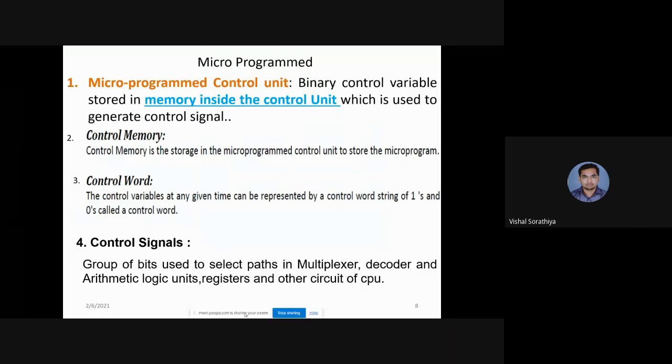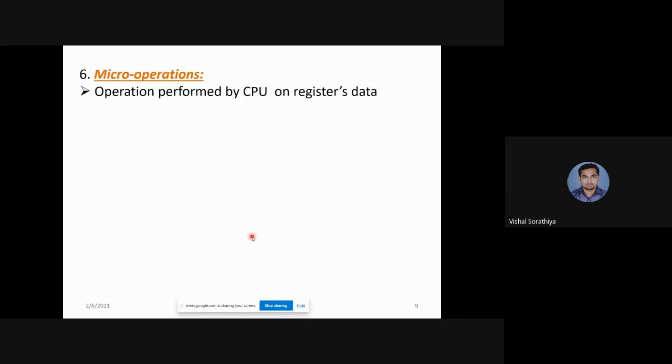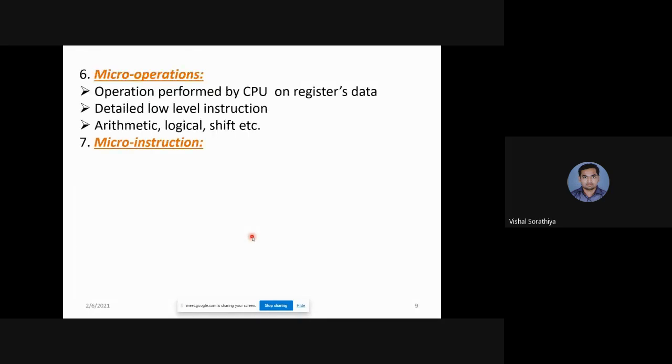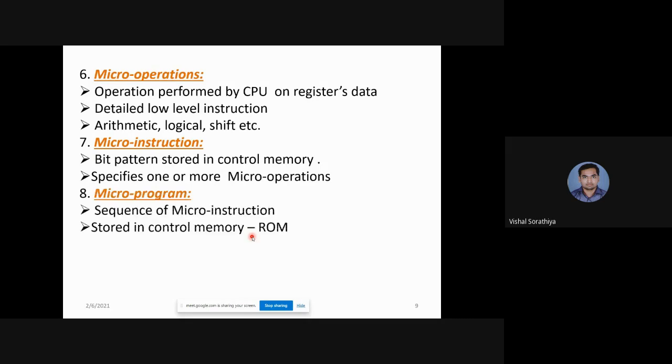So coming back to the original track. Next, there is a sixth definition: what is a micro operation, micro instruction, micro program? Micro operation is the operation performed by the CPU on register data: detailed low-level instructions such as arithmetic, logic, shift. We can say it is a ground level, very low-level instruction, like what you need to actually perform from this instruction: either shift, do some logical operation, or do arithmetic.